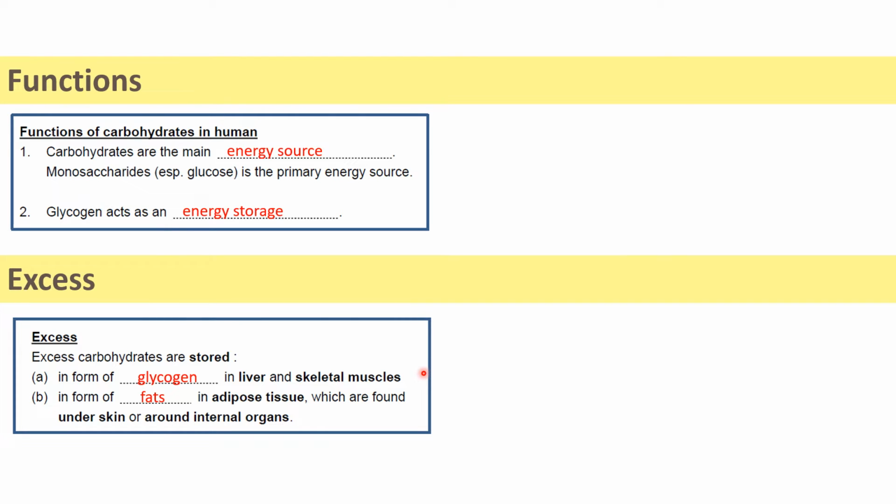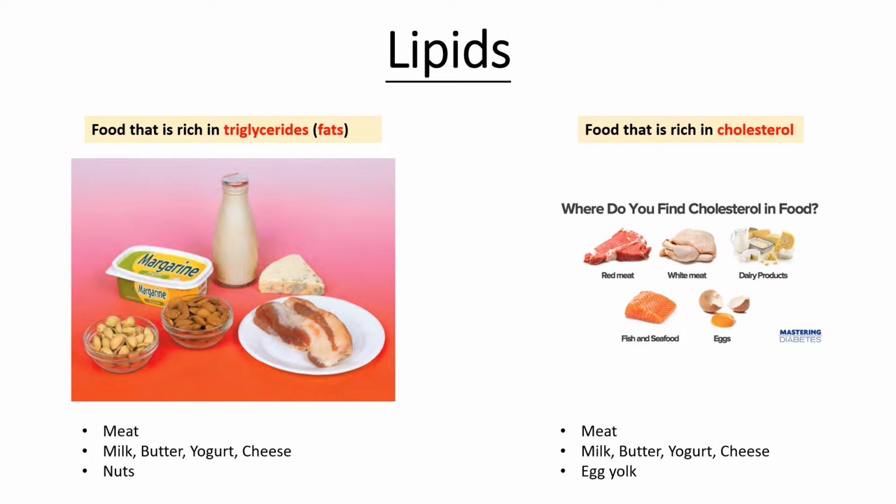Our short-term storage would be glycogen, but if we have excess carbohydrates for months or years, then they would be stored in fats. All right, next up, lipids. There are two main kinds of lipids.